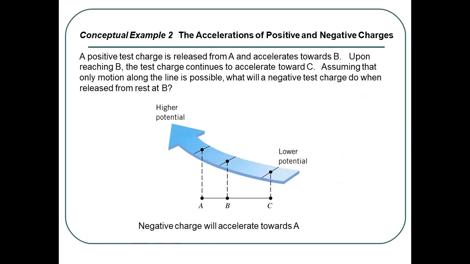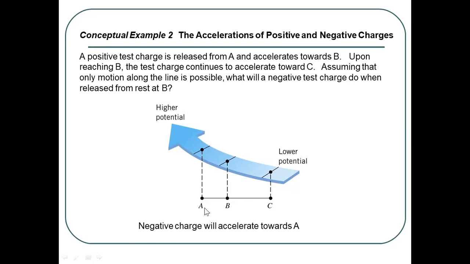The accelerations of positive and negative charges. A positive test charge is released from A and accelerates towards B. Upon reaching B, the test charge continues to accelerate toward C, assuming that only motion along the line is possible. What will a negative test charge do when released from rest at B? So this is illustrated here as the movement of the charge from C to A.